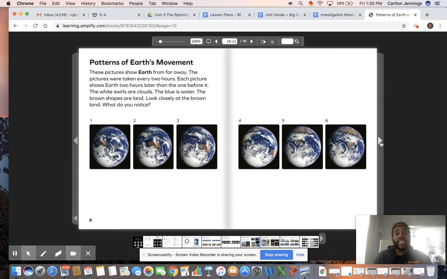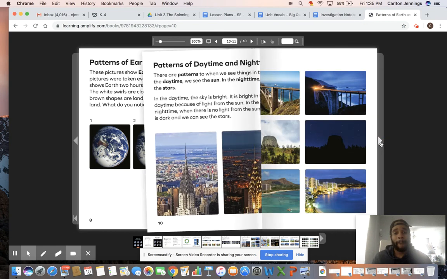Good. You can see that the brown land is rotating. It's moving. This is how we know that the Earth is rotating, even though we don't feel it rotating while we're on it. It's rotating all the time. So they can see over these couple of hours how that land is moving, and this is real. This is what's happening to our Earth right now.